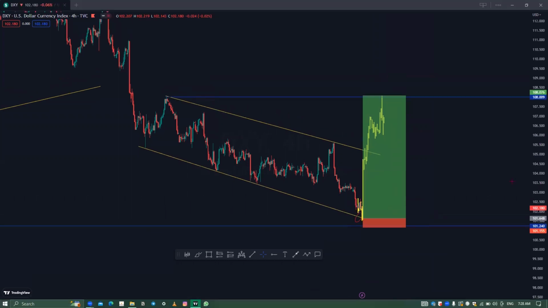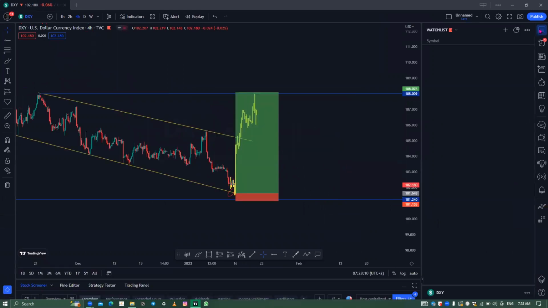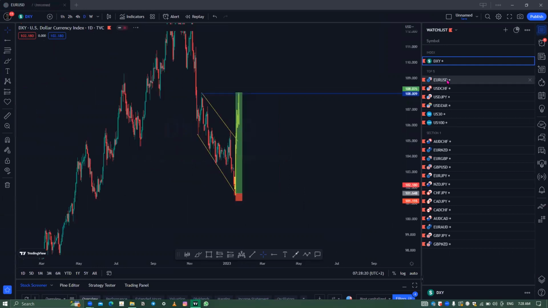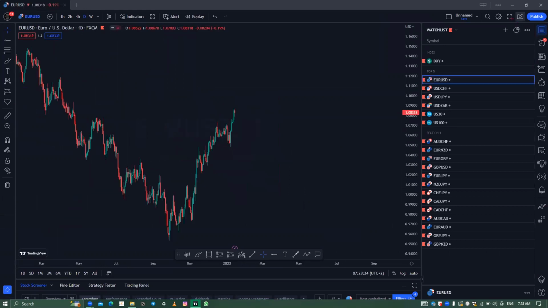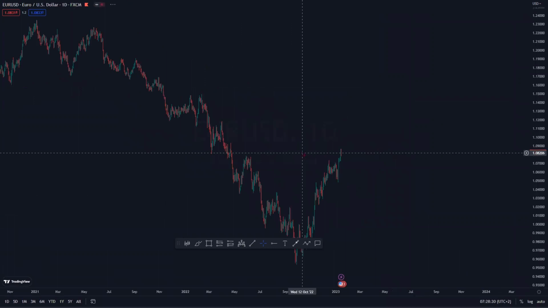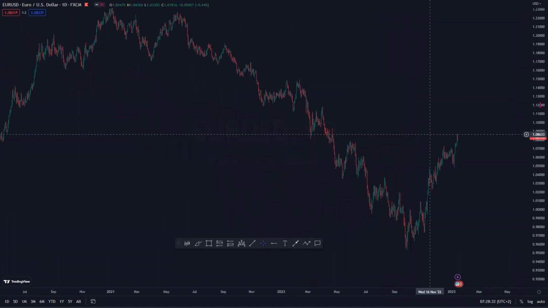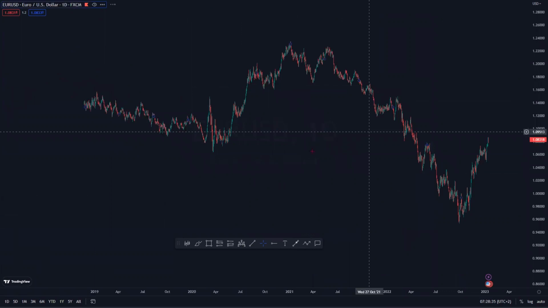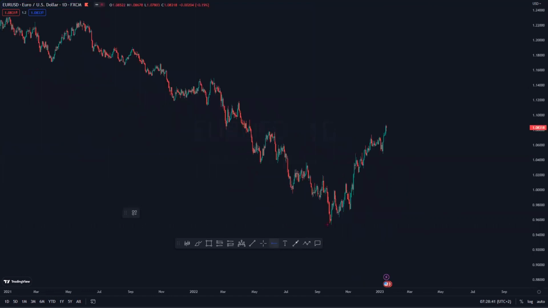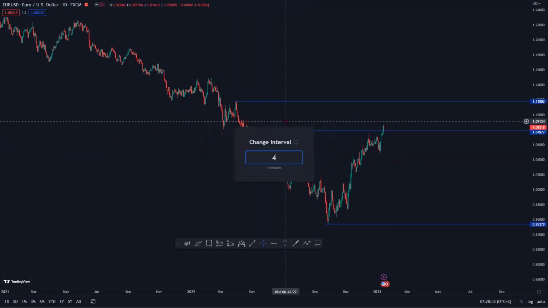So let's look at another pair. Let's look at Euro USD. So this is the daily time frame, guys, on Euro USD. We don't have to go anywhere. This is our lowest low. Okay, we have our high. So we're having something like this. Let's go to 4 hours.